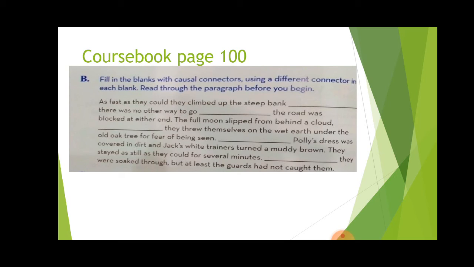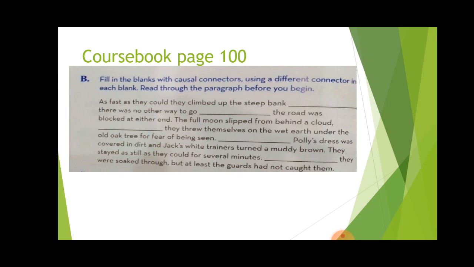The full moon slipped from behind a cloud. Dash, they threw themselves on the wet earth under the old oak tree for fear of being seen. Dash, Pauline's dress was covered in dirt and Jack's white trainers turned a muddy brown. They stayed as still as they could for several minutes. Dash, they were soaked through, but at least the guards had not caught them.